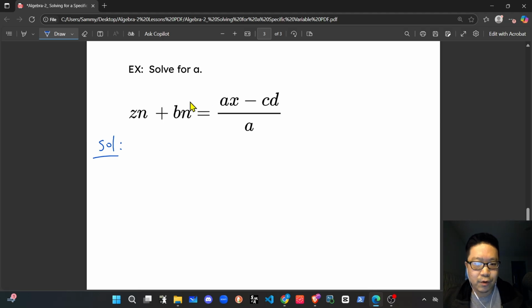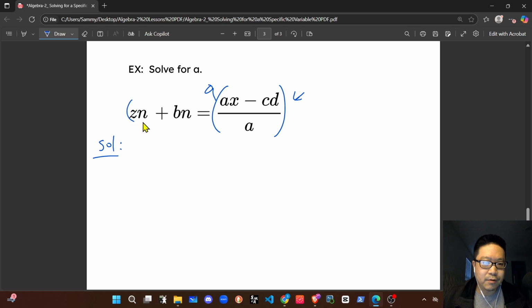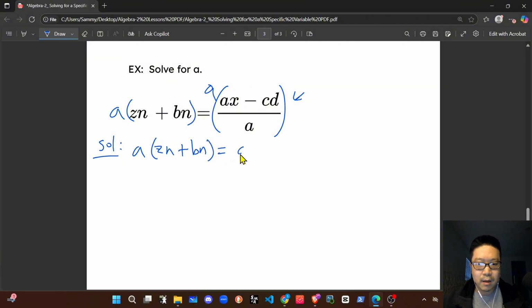The first thing you want to do in this case to move everything that involves A to one side is realize that you need to get rid of this fraction. So to do that, we multiply both sides by A. So let's do that. We end up with A times the quantity of Zn plus Bn equals AX, so that the A's will cancel out. So we're left with just AX minus CD.